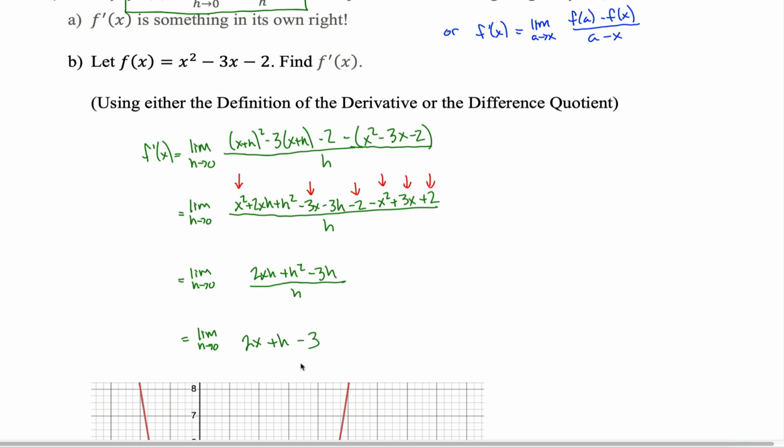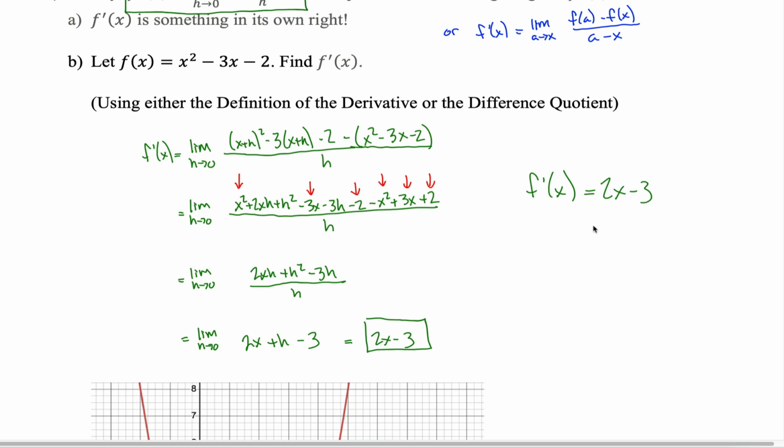Wait, what's that mean? Nothing yet. This is just an expression that I can now take the limit as h approaches 0 of, because this expression is continuous at h equals 0. Change all the h's into zeros, and this turns into 2x minus 3. Then what do I do? Do I solve for x? What do I plug in? Nothing. This is your answer. F prime of x is equal to 2x minus 3.